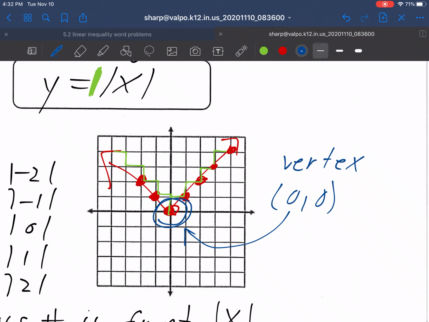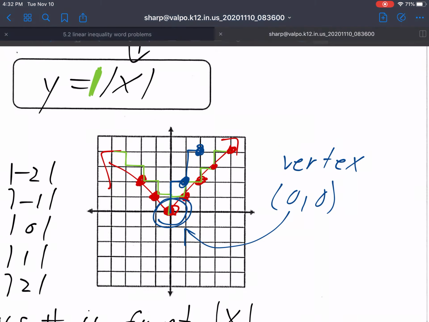But the fact that the slope just changed, that just means that this v, instead of going where the green lines are, up 1 over 1, up 1 over 1, it would actually now go up 2 over 1, up 2 over 1. So you'd have dots here, up 2 over 1, a dot here, up 2 over 1, a dot here, and so on and so forth. So your v would just change its shape a little bit, that's all.